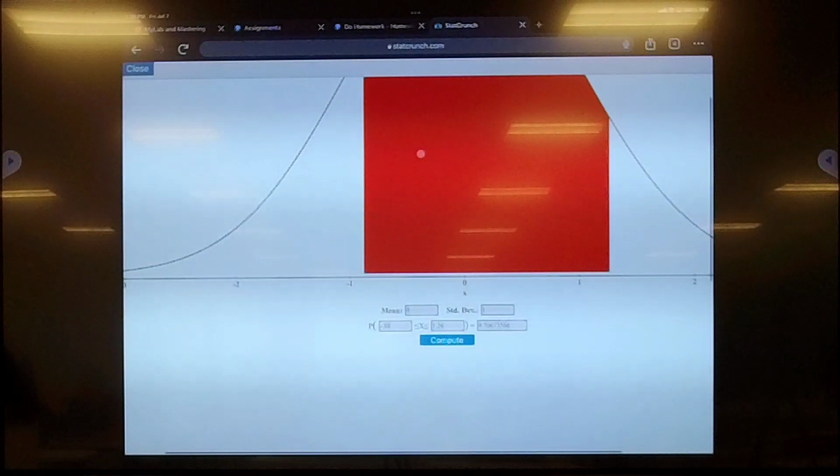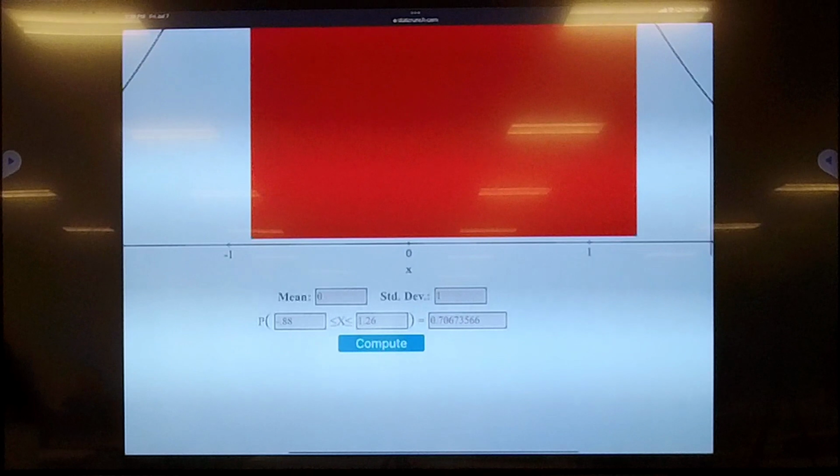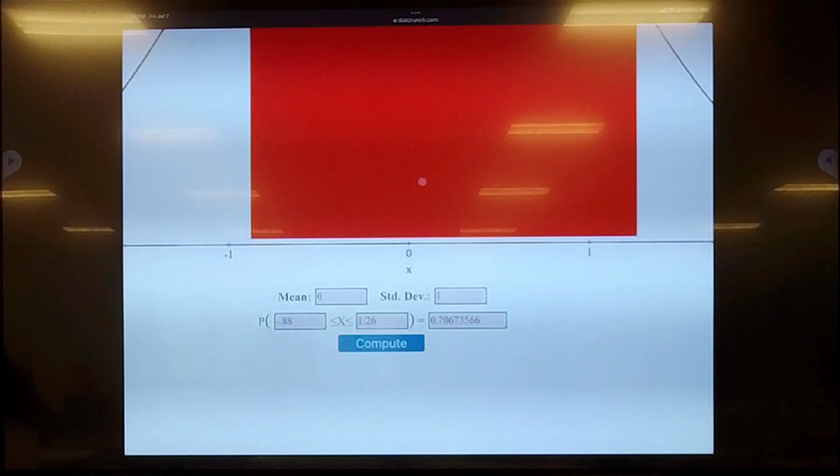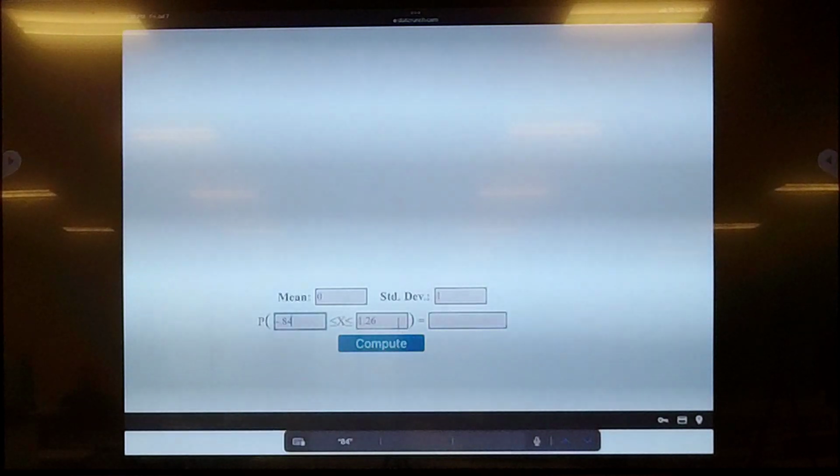All right, did everybody get number 3? No, I'm working on it. Okay, let's get it. What's yours? Mine has negative 0.84. Negative 0.84 up to?